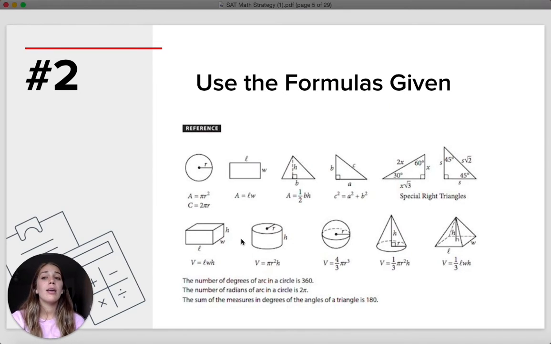The next tip for you is to use the formulas given. You see here the reference sheet that's given at the beginning of both section 3 and 4 on the SAT. It's important that you familiarize yourself with all the different formulas. So you can see here we have the area and circumference of a circle, the volume for different shapes like cylinders, cubes, and prisms, and we also have the special right triangles and Pythagorean theorem. These can be especially helpful when you're stuck on a geometry question and are unsure of the formula.